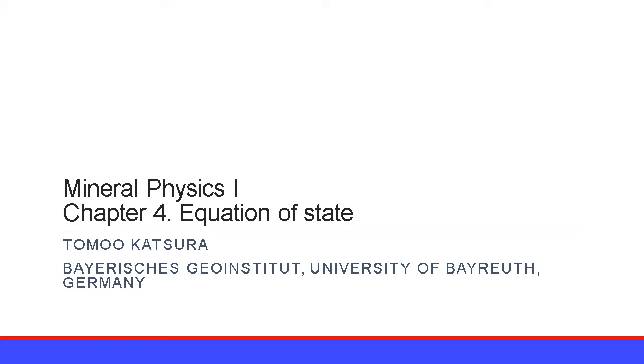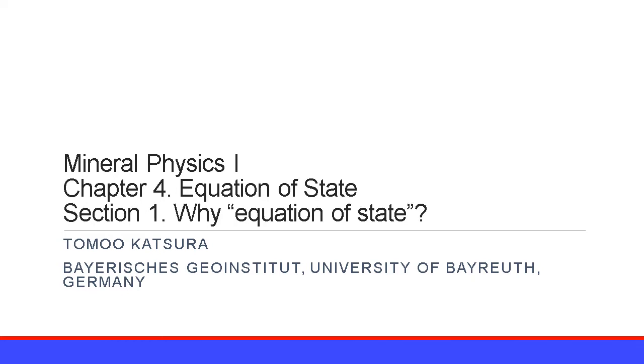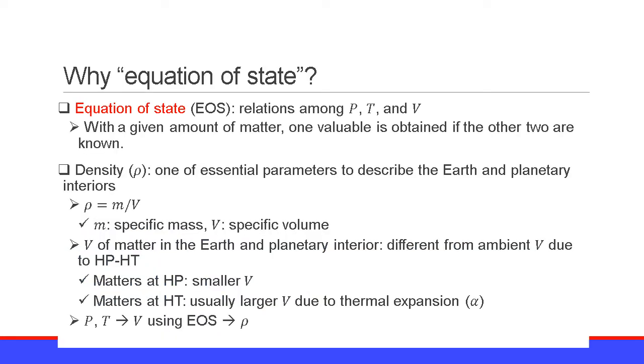Then let us start the new chapter, Chapter 4, Equation of State. First, let me talk about the introduction, namely, what is the equation of state? The equation of state is the relations among pressure, temperature, and volume. With a given amount of matter, one variable of pressure, temperature, or volume is obtained if the other two are known. So why is the equation of state important?